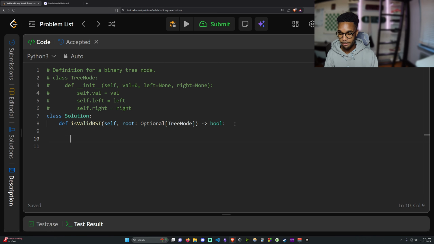So let's quickly go up and see how you actually solve this in code. First we're going to start off with a depth first search. We're going to say DFS, well first we need to define our function. So DFS, and we're going to need 3 things: the current node, our lowest bound, and our highest bound.